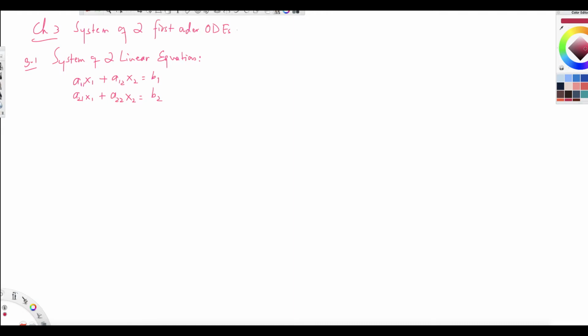We also discussed the necessary condition for a differential equation to have a solution. In this chapter 3, we talk about systems of two first order ODEs. Before we start the system of two first order ODEs, we will talk about systems of two linear equations. What are systems of two linear equations?